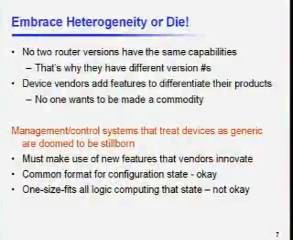We'd like to be able to support customized behaviors. There's also this notion of embracing heterogeneity or dying. No two router versions have the same capability. A Cisco 7500 is a very, very different beast than a Cisco 12000. This is why they have different version numbers. And even in the same network, there will always be devices with different capabilities. Now, in part also, device vendors add features to differentiate their products. No one wants to be making a commodity box.